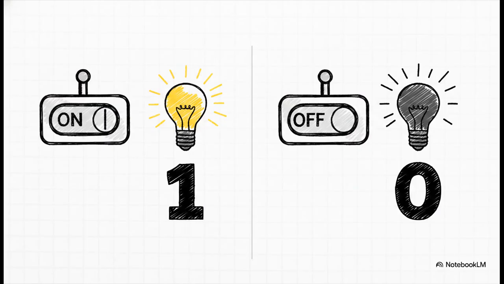At the most basic fundamental level, a computer is just billions and billions of tiny little light switches. Each one can either be on or it can be off. And we just represent that state with a 1 for on and a 0 for off. That's it. That's the entire vocabulary the computer has to work with.